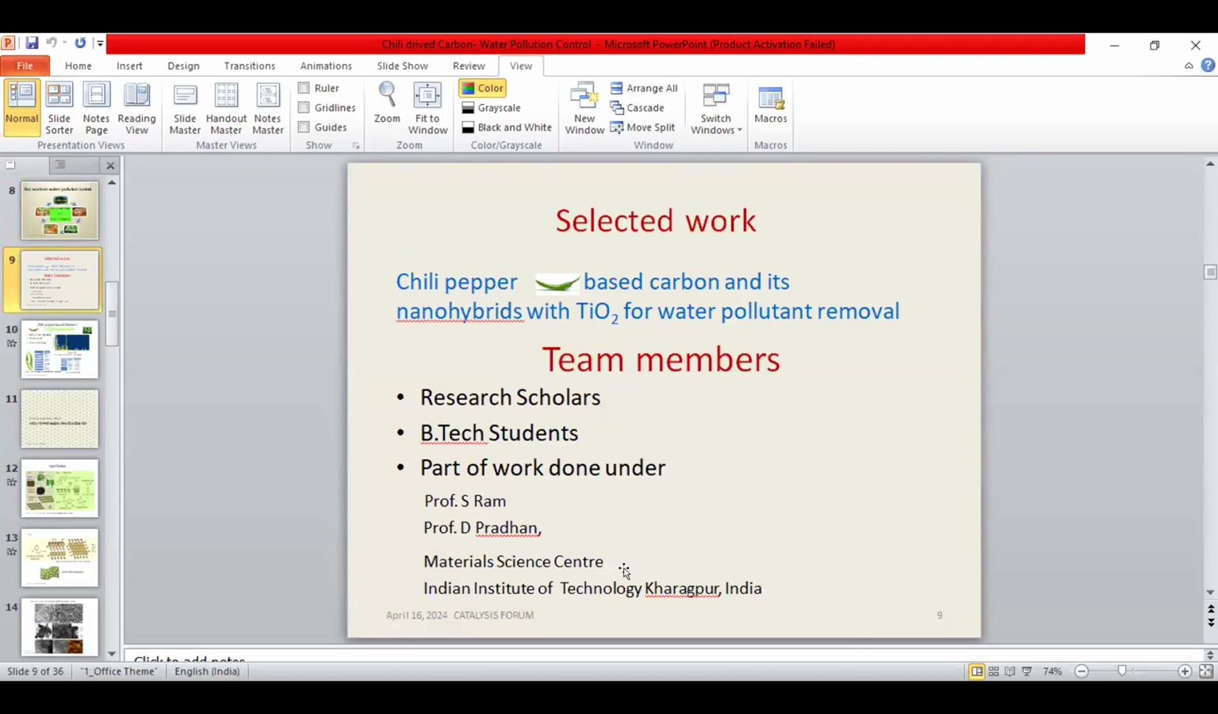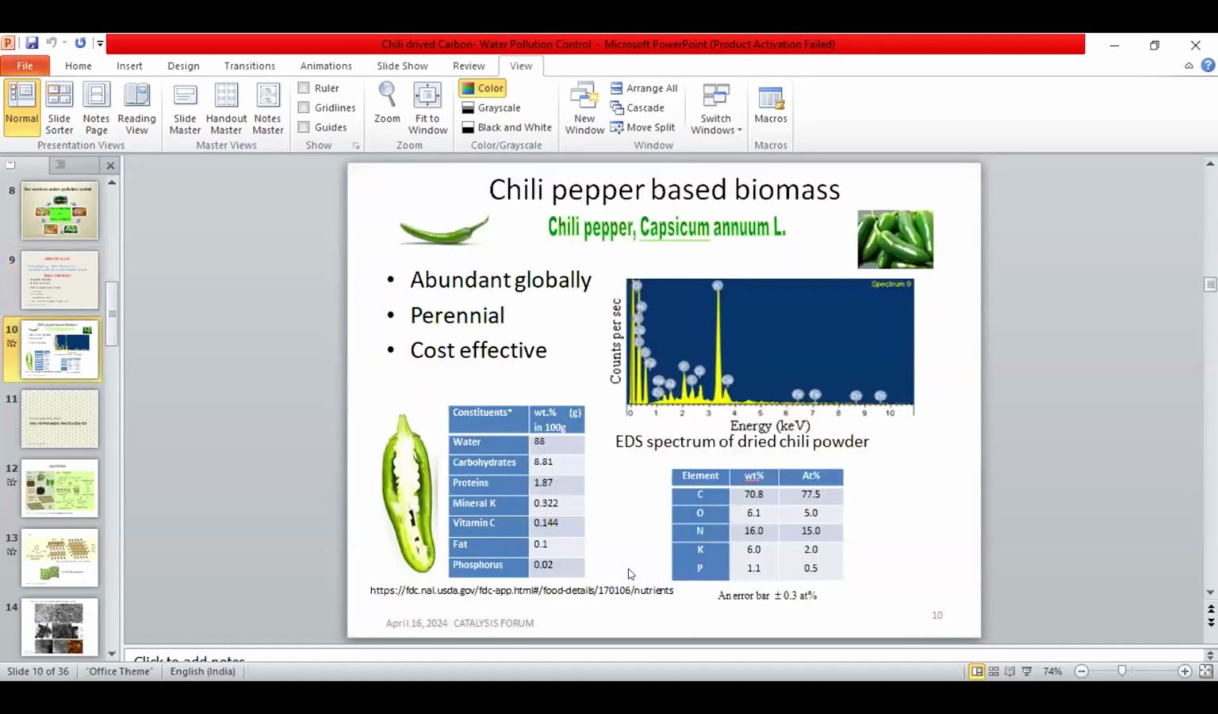The team members involved in this particular work are some research scholars and some BTech students who are doing the project in this area. Part of the work is done in the Material Science Center in the Indian Institute of Technology, Kharagpur, along with my institute facilities.